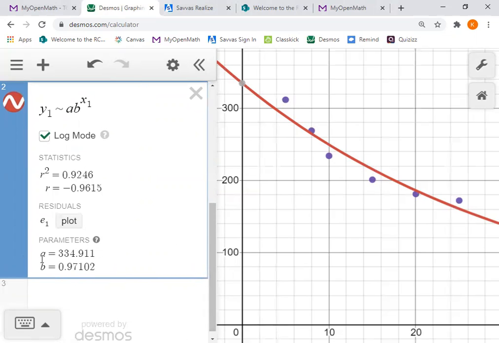And then here's your equation. So I'd have my 334.911, and I'm just jotting this down so when I go back over there to our work, I've got it, as long as I entered my data correctly. And then the B, the multiplier, is 0.97102. That's how much it's cooling by to the power of X, okay?